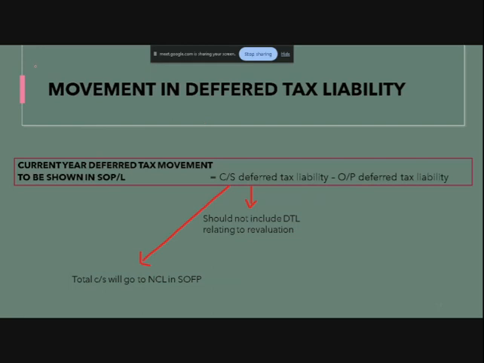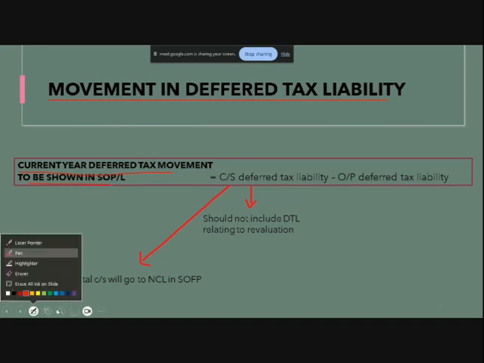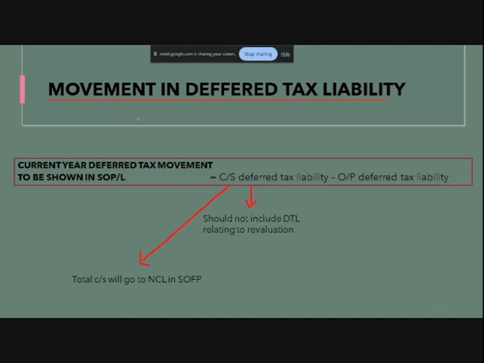Now, there was a third element, which was movement in deferred tax liability. Basically it is the current year deferred tax movement to be shown in SOPL. So we might have the difference between, wait, basically this is the difference between whatever was our opening.